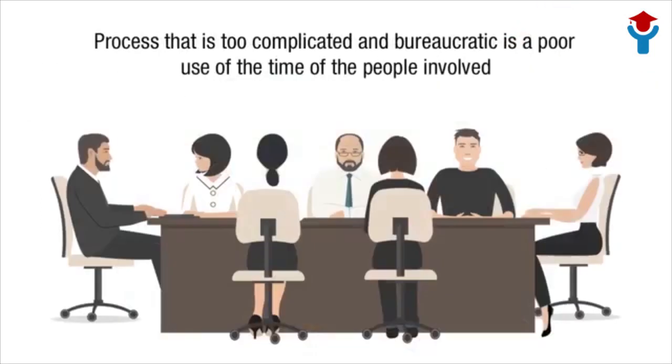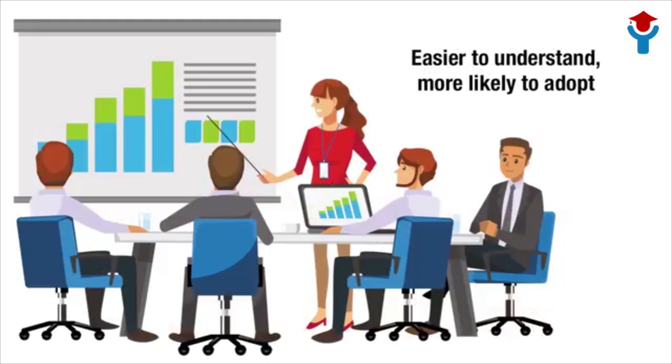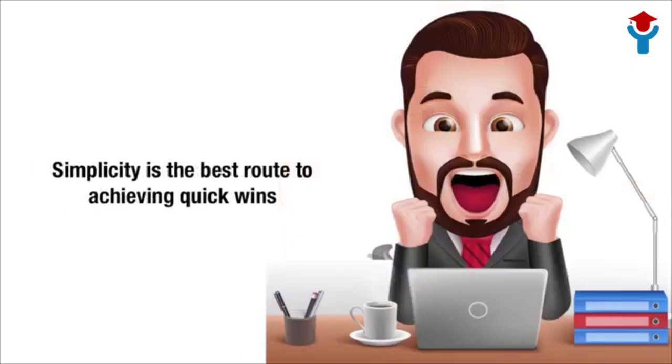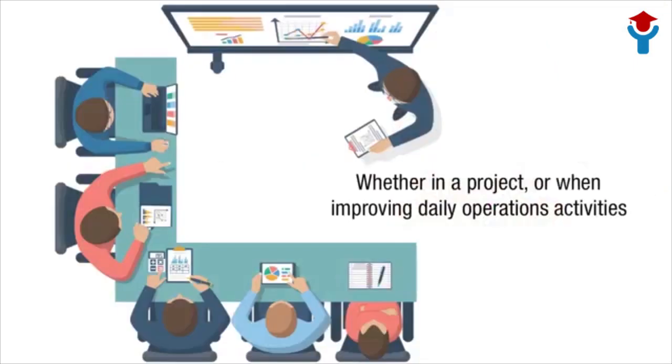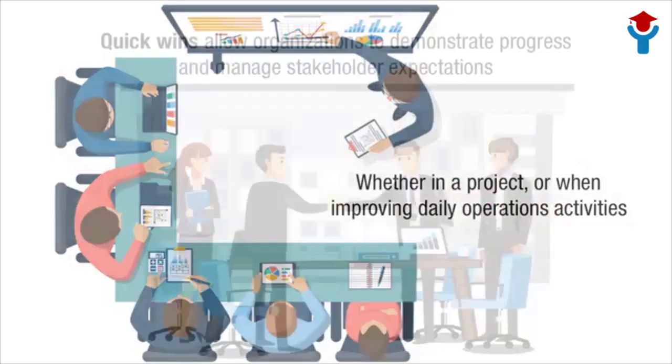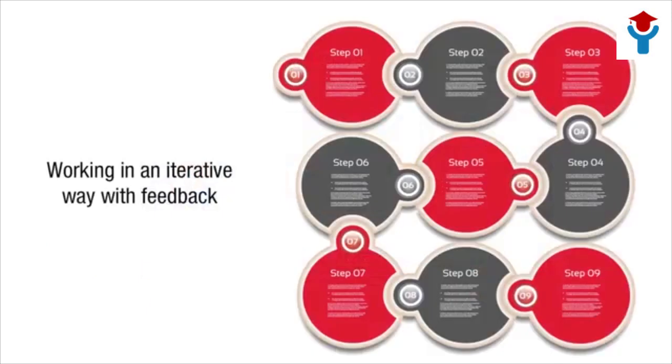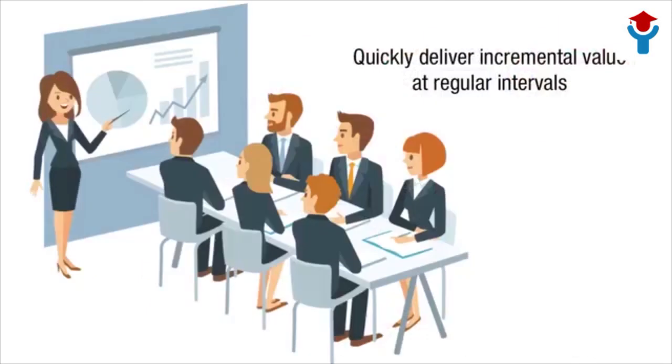A process that is too complicated and bureaucratic is a poor use of time for the people involved. Easier to understand, more likely to adopt. To embed a practice, make sure it is easy to follow. Simplicity is the best route to achieving quick wins. Whether in a project or when improving daily operation activities, quick wins allow organizations to demonstrate progress and manage stakeholder expectations. Working in an iterative way with feedback will quickly deliver incremental value at regular intervals.